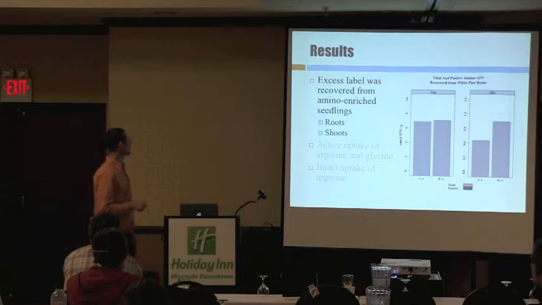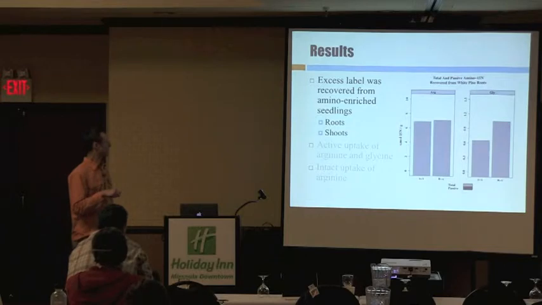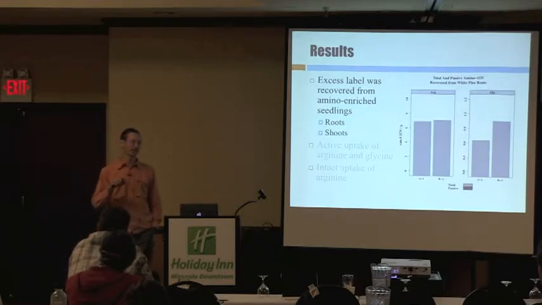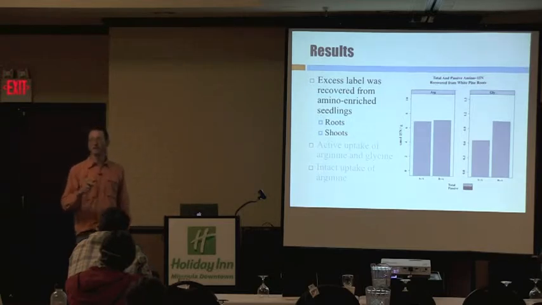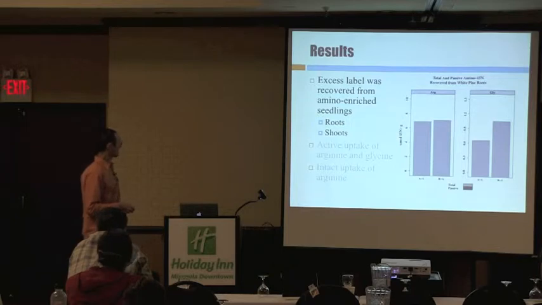Some results. So several questions here. I'll try and go through in the order I presented them. First, we did recover excess label from the amino-enriched seedlings. So those subgroups of seedlings where we put an isotope labeled arginine and glycine in, we found that isotope enriched in those seedlings. So we conclude from that that they do take up arginine and glycine.